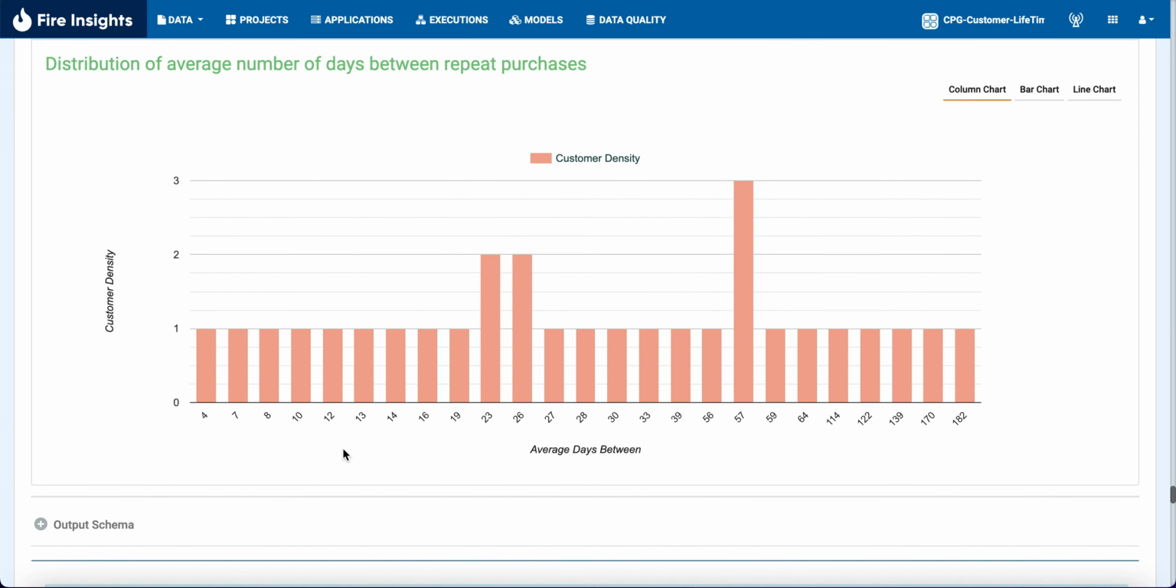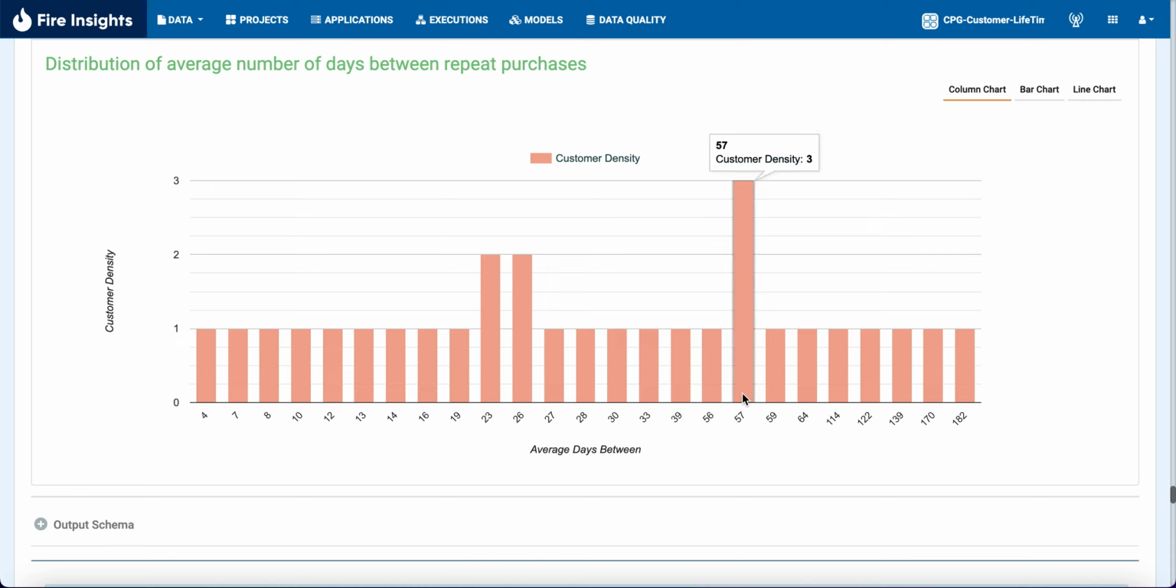In this graph, we have the average days between each purchase. This is an important metric because it not only matters how many transactions a customer makes, but how often they make a transaction for customer lifetime value.